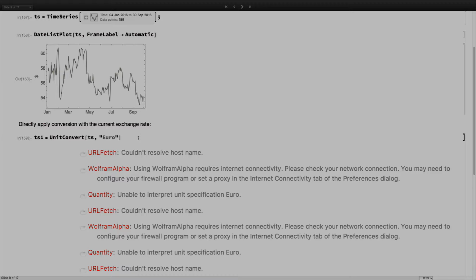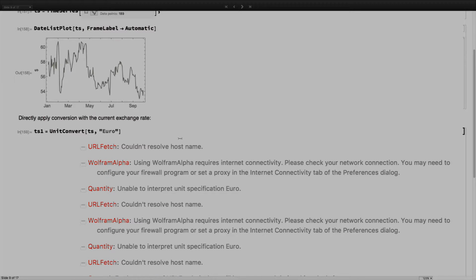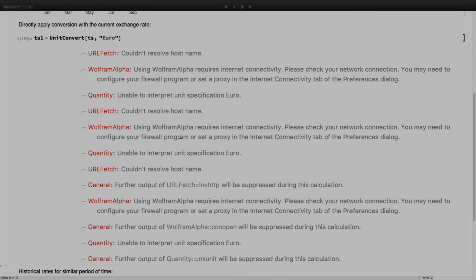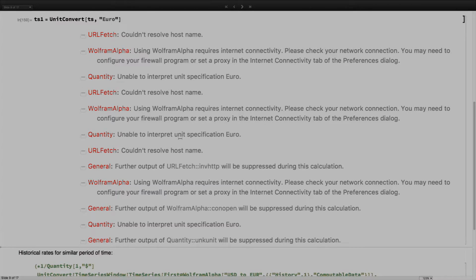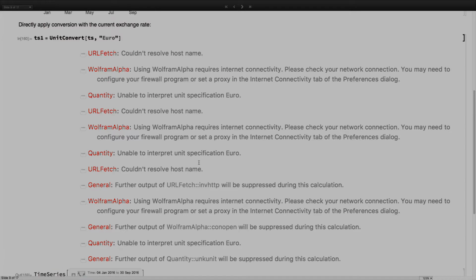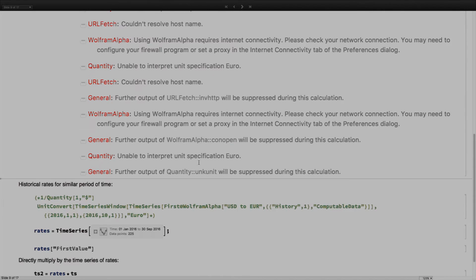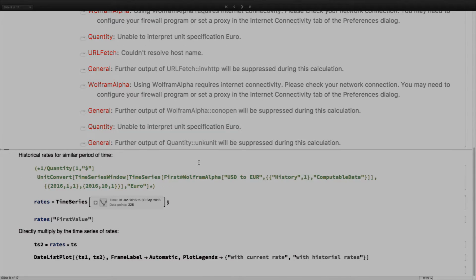Yeah, but I am on the cable, so it should be fine. So let's hope that it fetches the current conversion rate eventually. Okay, so assuming this works, we'll see.